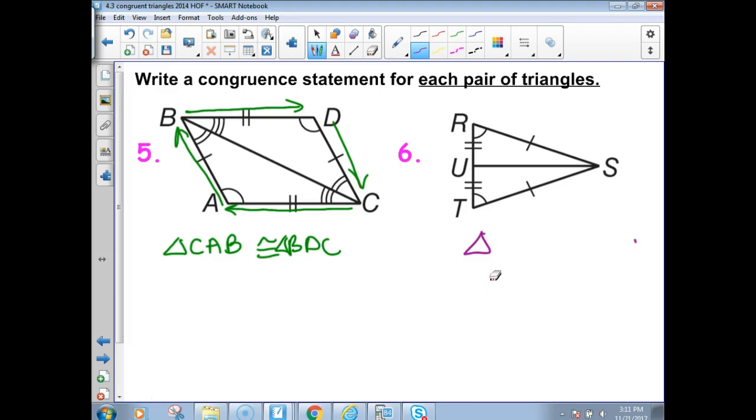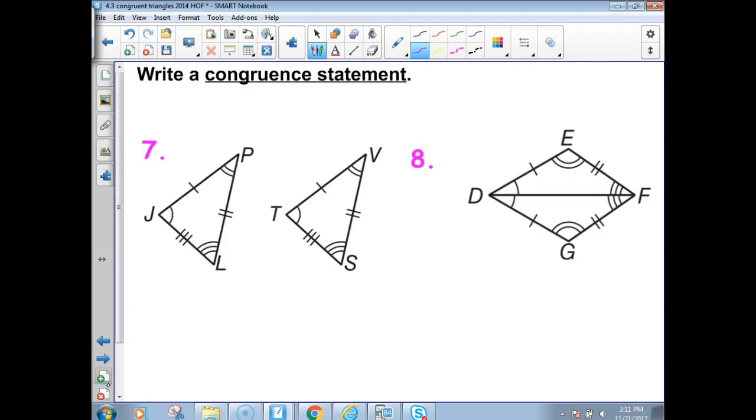Okay, how about give me a triangle, please? UTS, okay. Why not? All right, so we went from U to T to S. So what do we have to go on the other one? URS, yeah. We are learning to make congruent statements. Okay, I am going to leave these for you.